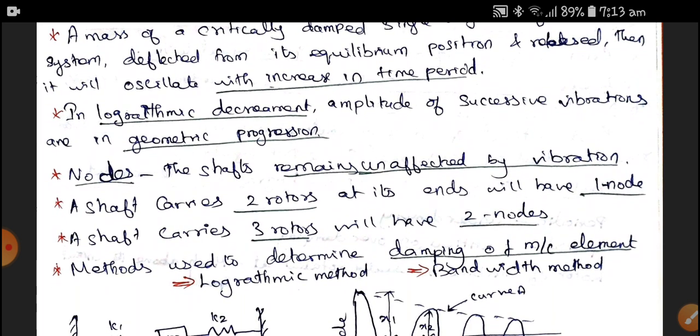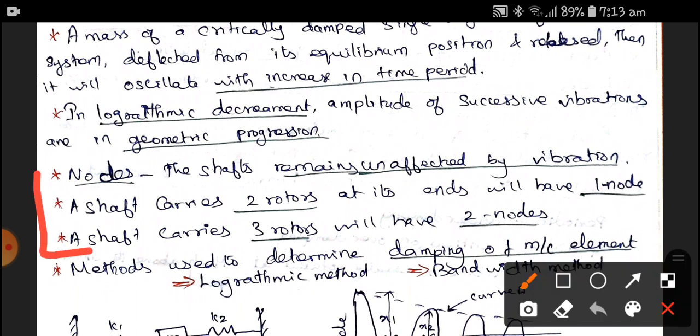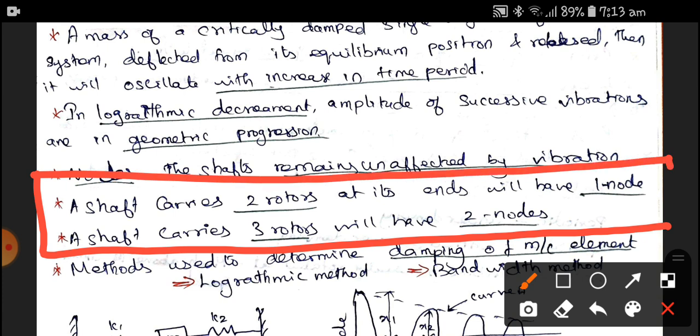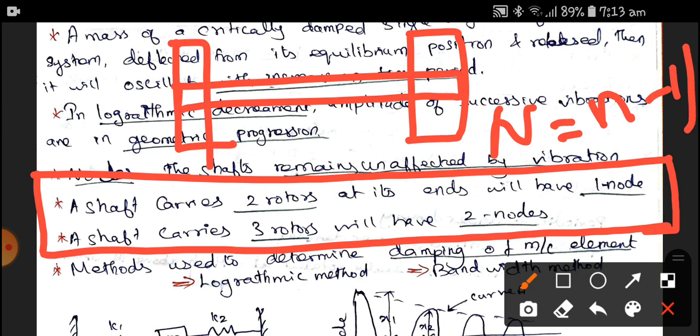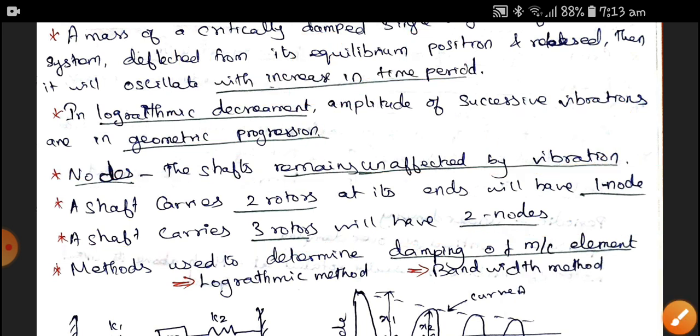Here, the nodes come into the picture. The node of the shaft remains unchanged by the vibration. This is an important concept in the whirling of shaft. We have a two rotor system. If a shaft has n rotors, the number of nodes N is equal to n minus 1. Here small n indicates the number of rotors. If our system is a two rotor system, then the number of nodes becomes 1. For a three rotor system, the number of nodes will be 2.